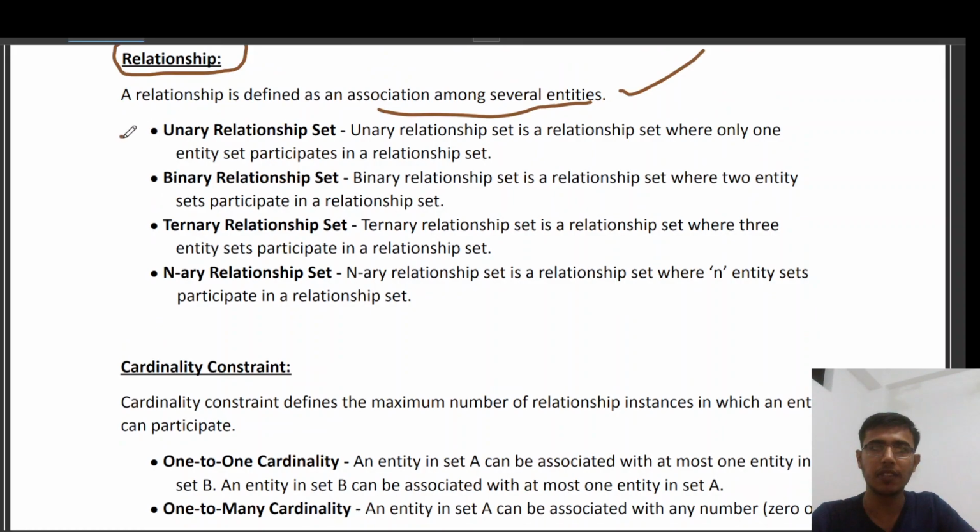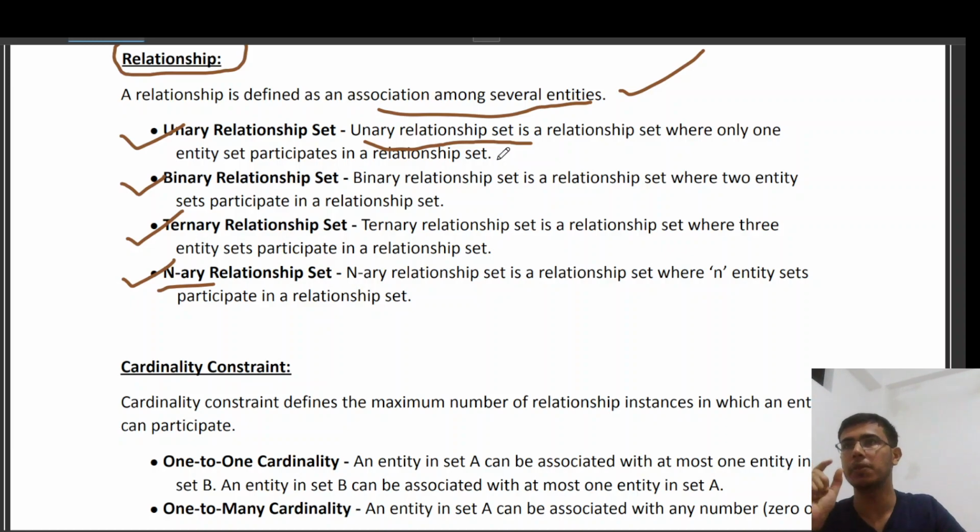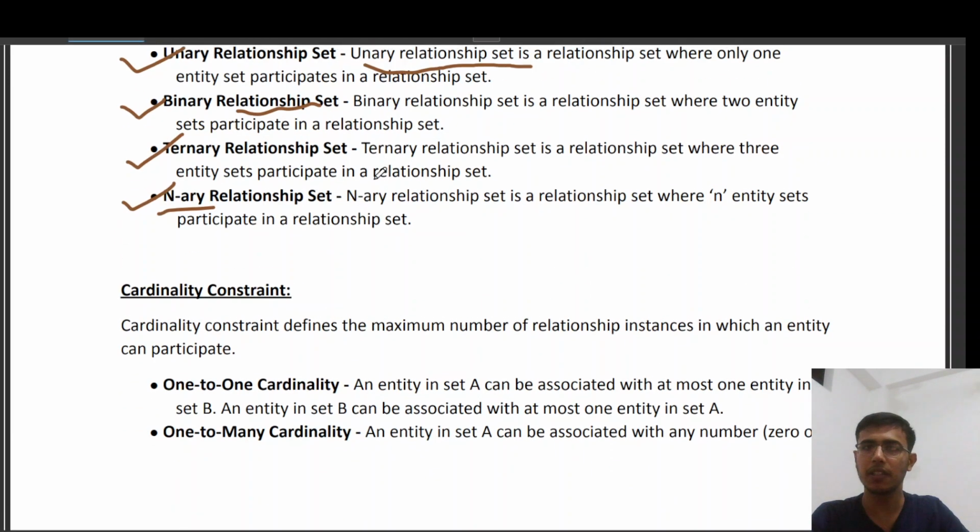There are various types of relationships: unary relationship set, binary relationship set, ternary relationship set, and n-ary relationship set. A unary relationship set is a relationship set where only one entity set participates. A binary relationship set is a relationship set where two entity sets participate.